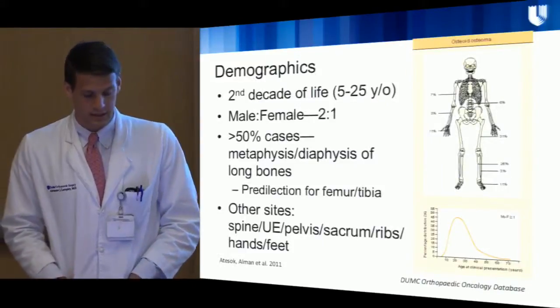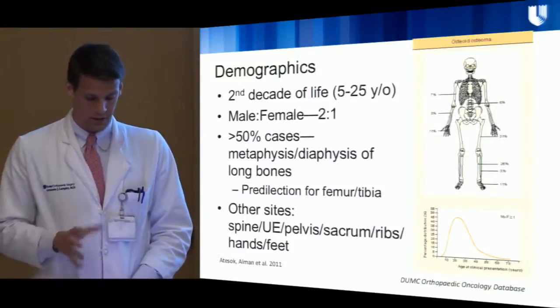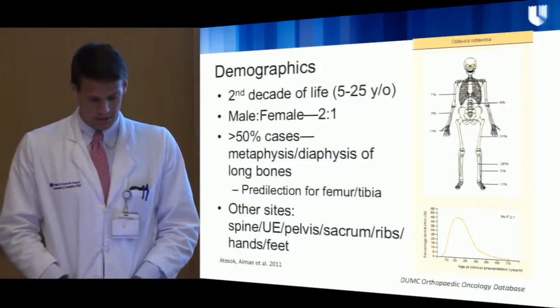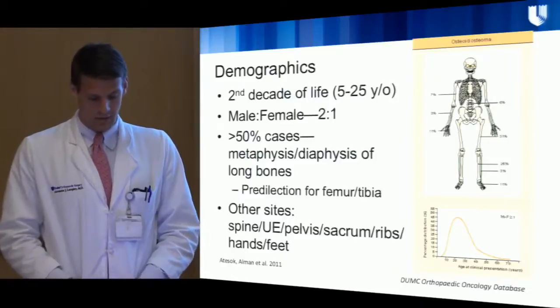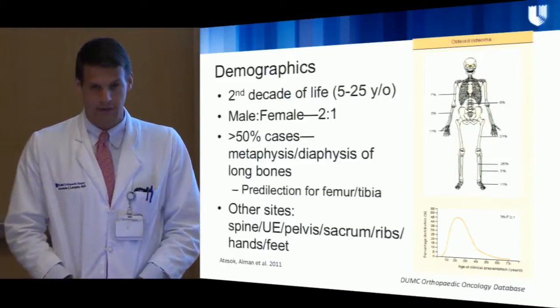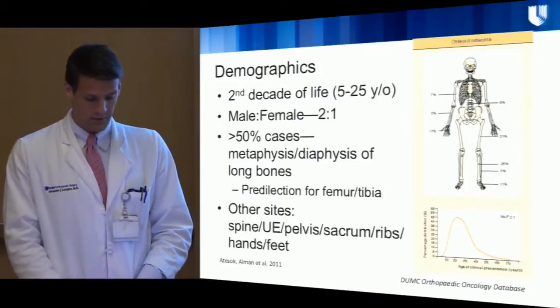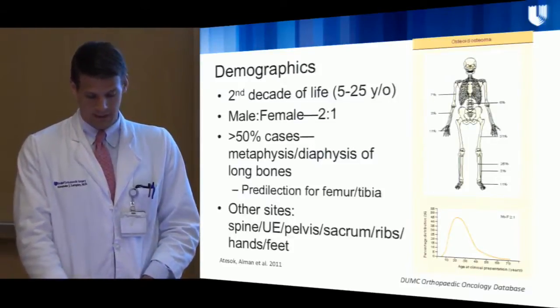It has a peak incidence in the second decade of life, with a range in the epidemiologic studies from 5 to 25 years old. There is a predilection for males, 2 to 1, and a majority of the cases are in the metaphysis or diaphysis of the long bones, especially the femur and the tibia. Other sites can include the spine, upper extremity, pelvis, sacrum, ribs, hands, and feet.